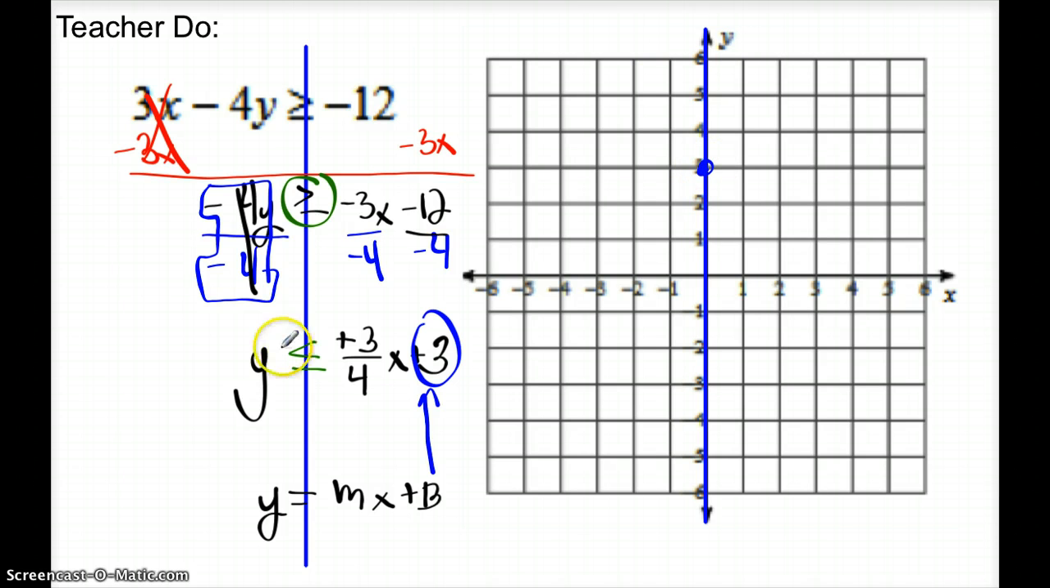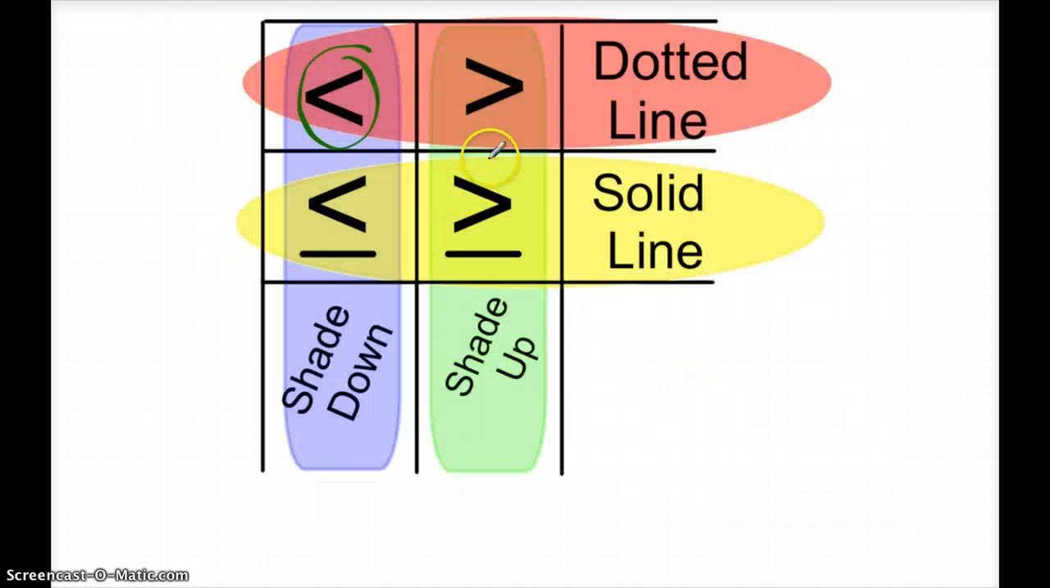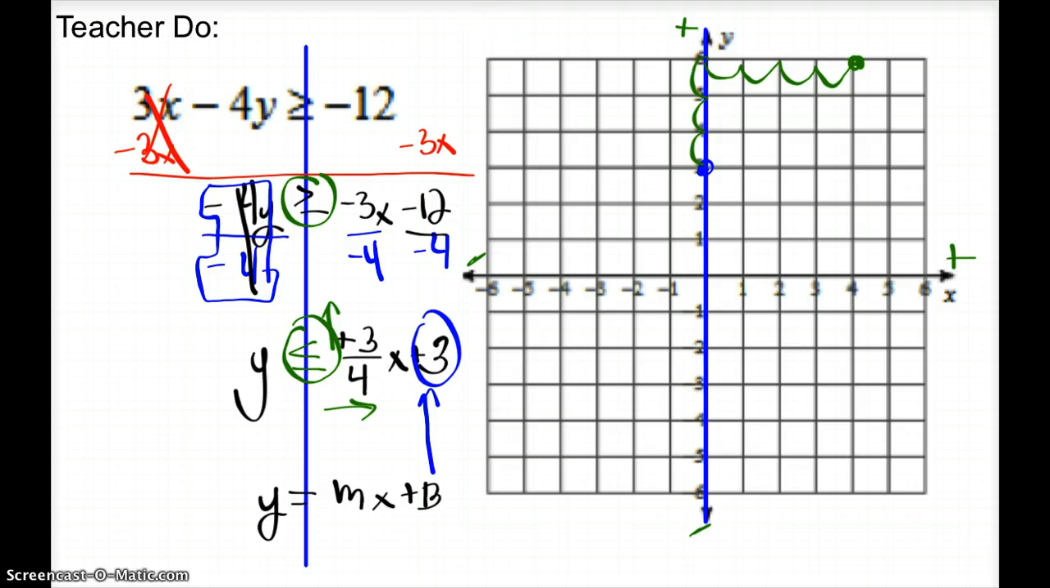My slope says plus 3 over plus 4. Rise over run. 1, 2, 3, and then positive 4. 1, 2, 3, 4. Again, positive direction, negative direction, negative direction. Let's look at our symbol. We've got a less than or equal to. Solid line, shade down. So this one, I'm going to make a solid line and shade down.